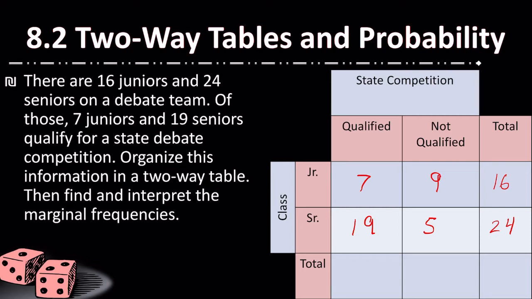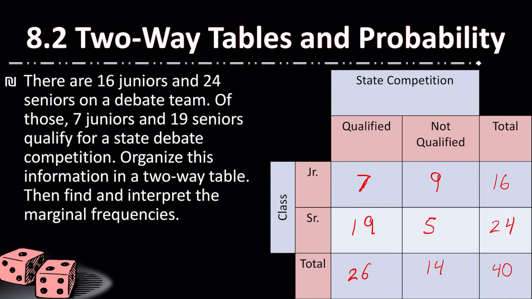And then to get the totals at the bottom, add straight down. 7 plus 19 would be 26 total qualified. 9 plus 5 is 14 did not qualify. Add those together, and you get 40 total students on the debate team.